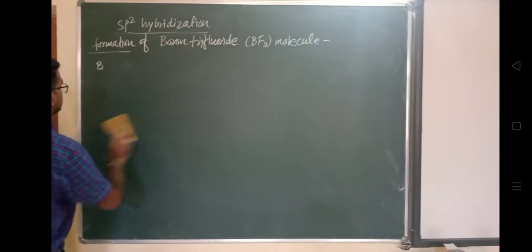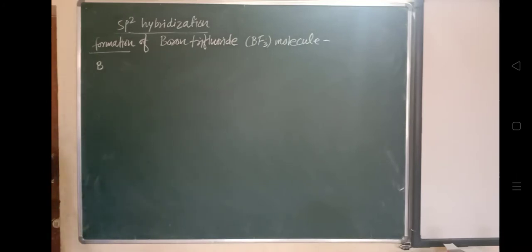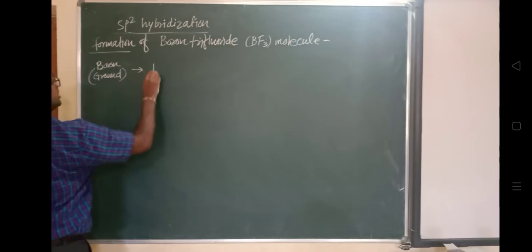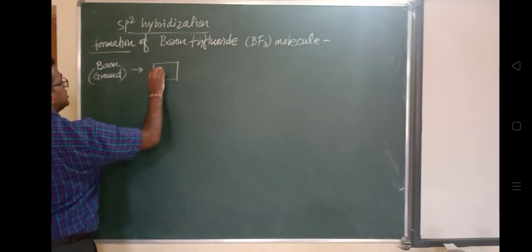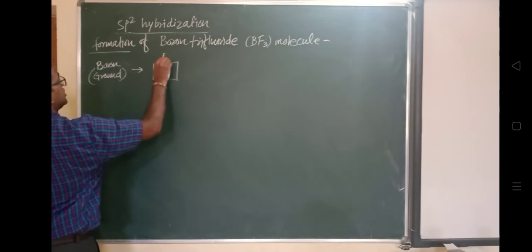Suppose this is 2px1, 2py will be 0, and 2pz will be 0 in the case of the ground state. But in the excited state, what will happen to this boron? One of the electrons will jump into this 2p orbital, and in this way it will form the orbitals like this.